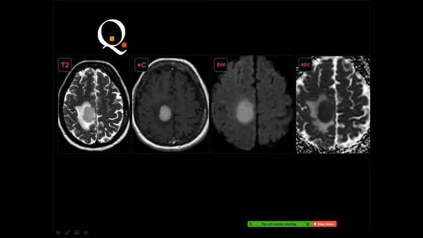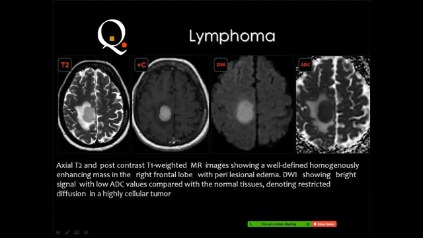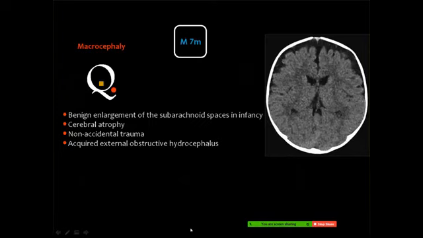Then we came to another case. This is T2, post-contrast and diffusion. Lymphoma, yes, and this is a spot case of lymphoma because of diffusion restriction and inhomogeneous enhancement. And this is a male child, 7 months old, with macrocephaly.